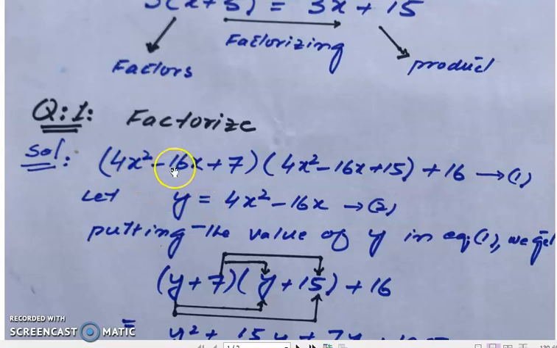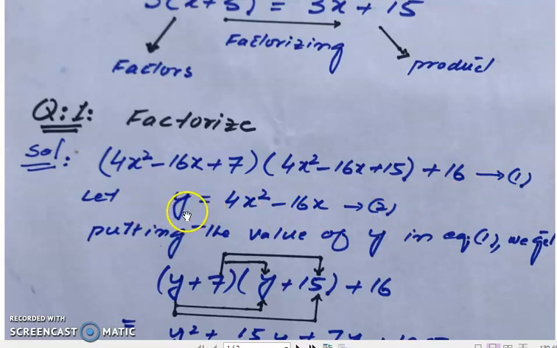See, the first two terms of these two polynomials are the same. So we are going to take the substitution for it. So we have considered y equals 4x square minus 16x. Your first step will be to take your question and give it a name, equation number 1, so that after that you can relate it.